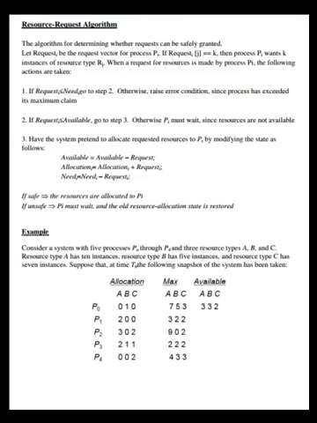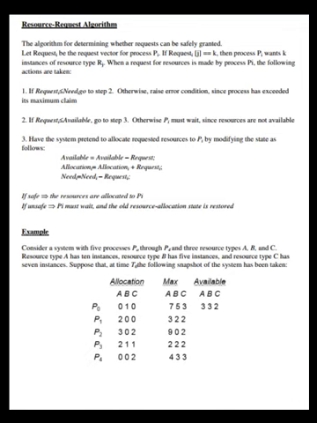Resource request algorithm: the algorithm for determining whether a request can be safely granted. Let Request[i] be the request vector for the process Pi. If Request[i][j] equals k, then process Pi wants k instances of resource type Rj. When a request for resources is made by process Pi, the following actions are taken. First, if Request[i] is less than or equal to Need[i], go to step 2. Otherwise, raise an error condition, since the process has exceeded its maximum claim. Second, if Request[i] is less than or equal to Available, go to step 3. Otherwise, Pi must wait, since resources are not available.